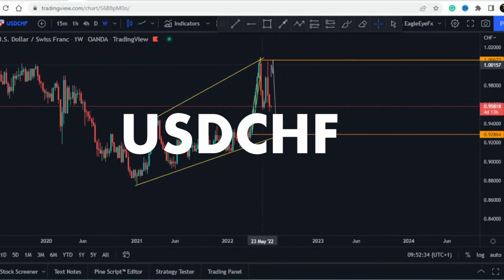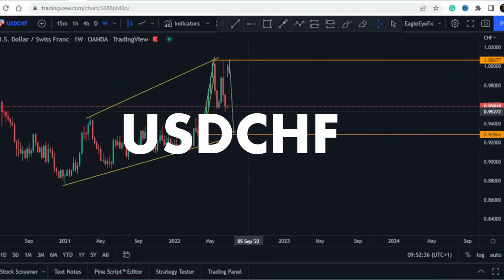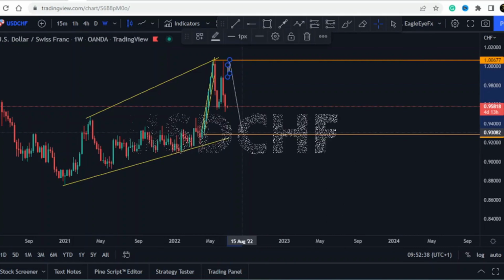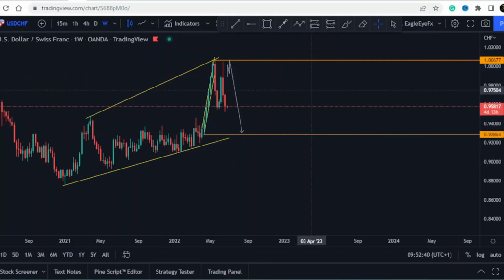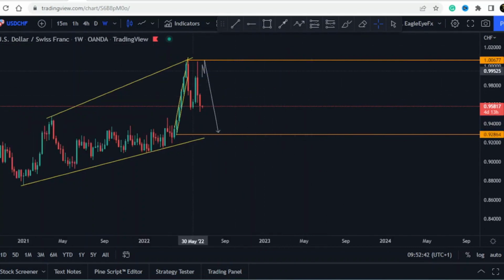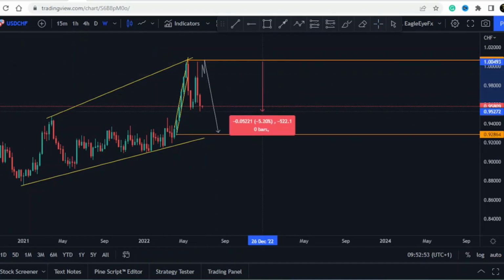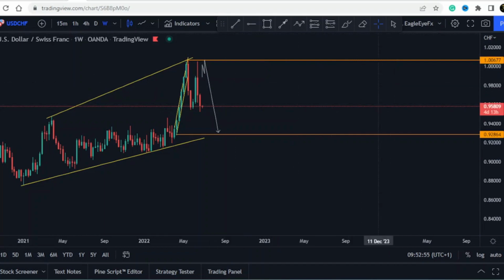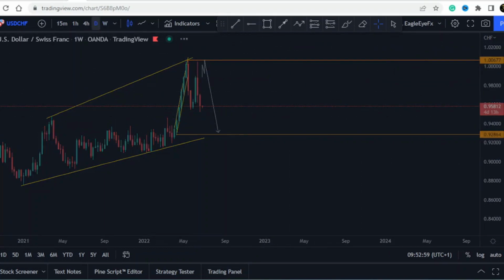If you watch my videos, you'll see I gave out this setup. I was looking, I think it was actually somewhere around here. I said this thing is going to come up and then come down, and it has moved so many pips. If you took this trade, you're talking about 500 pips around. I gave out this setup before it played out.